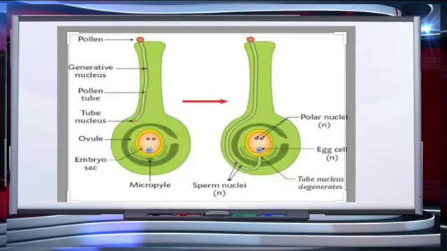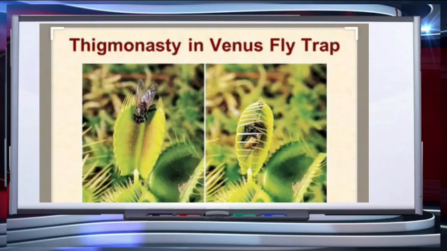This slide shows the fourth type of tropic movement, that is chemotropism. The growth of a plant or its parts in response to chemicals is called chemotropism. The best example of chemotropism is the germination of pollen grains on the stigma. After pollination, there is an interaction between the pollen grain and the stigma, and because of that interaction, the pollen grain germinates and grows towards the ovule.